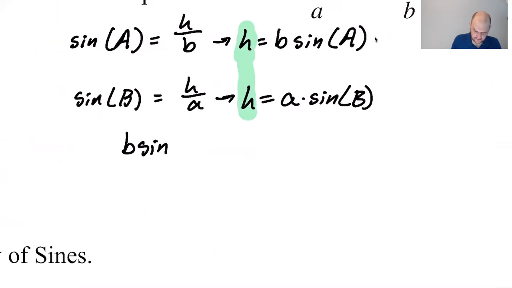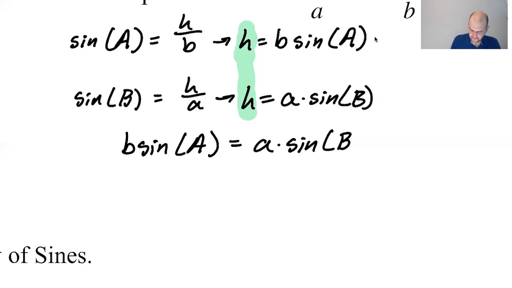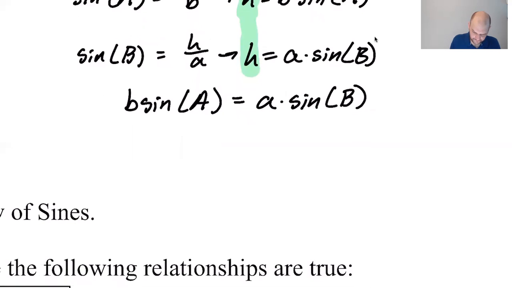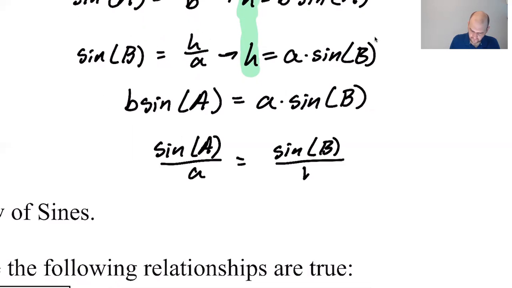But it turns out that it does. And it's pretty straightforward to apply. There is one sort of tricky, you might say ambiguous situation that we're going to have to deal with. But here I get sine of A over A is the sine of B over B.